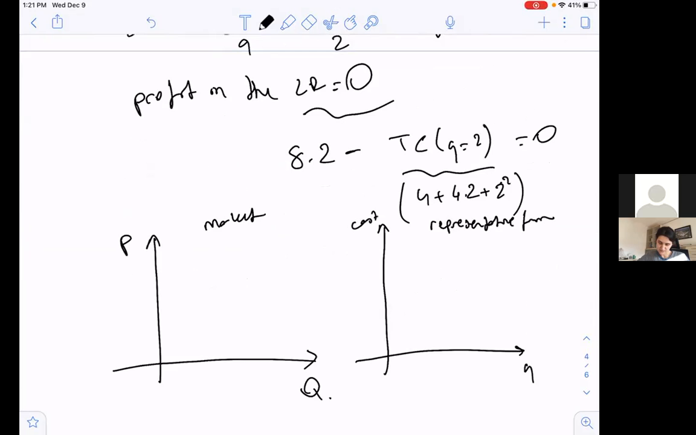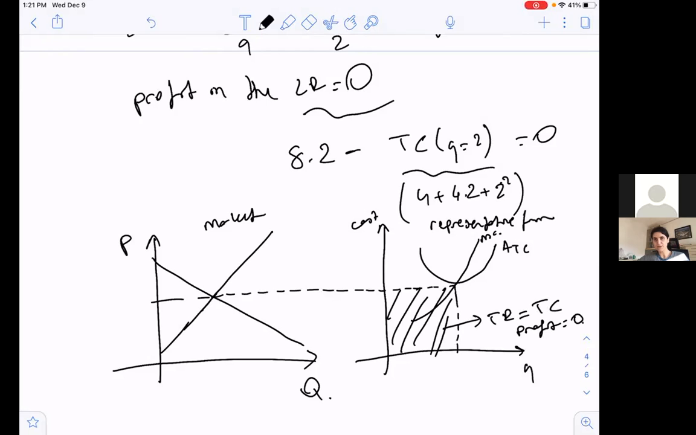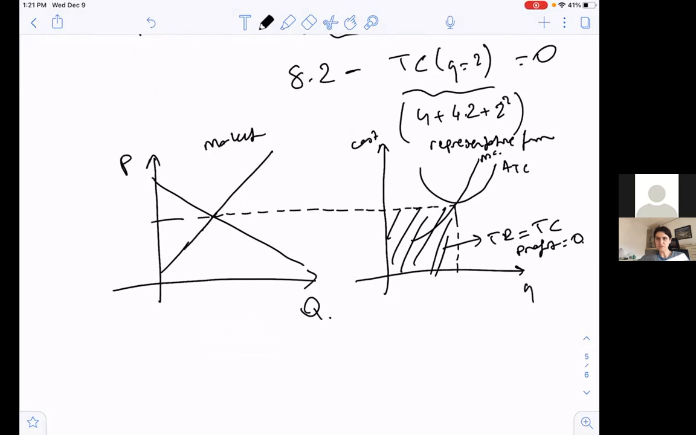Okay, so these are the costs. This is ATC and MC. In the long run, this should be the equilibrium price, and this should be the equilibrium quantity, because here total revenue will be equal to total cost, and profit will be 0. Let me know if you have any questions.